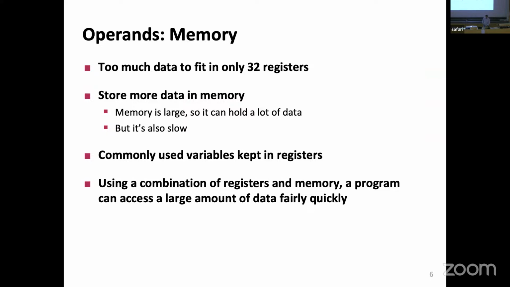And yeah, this is a summary of it. There is too much data to fit into only 32 registers, so we use a larger memory. The memory in MIPS, the one we are looking at, everything is 32-bit, so memory has 32-bit addresses. If it has 32-bit addresses, you have 4 billion locations where you can put something, 4 billion 32-bit words. That's a lot, and it's large. It can hold a lot of data, but it's also slow. So we use a combination of data in the memory and registers to get around.